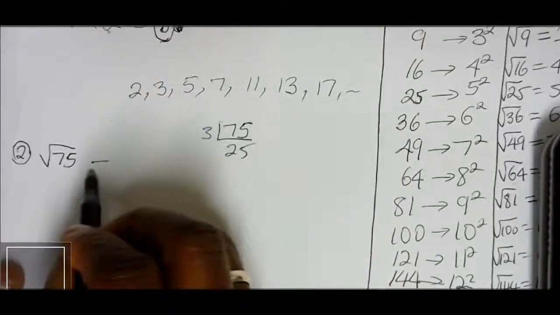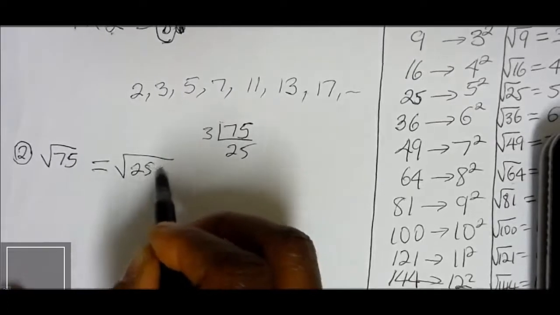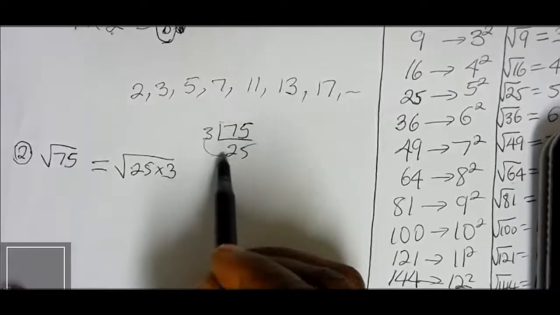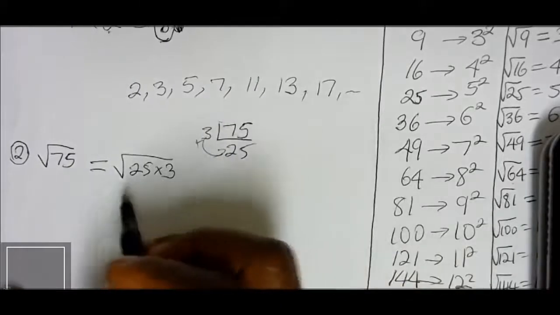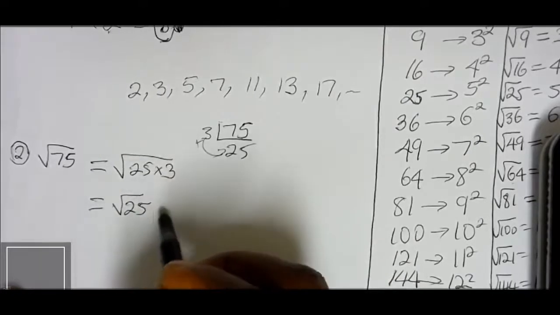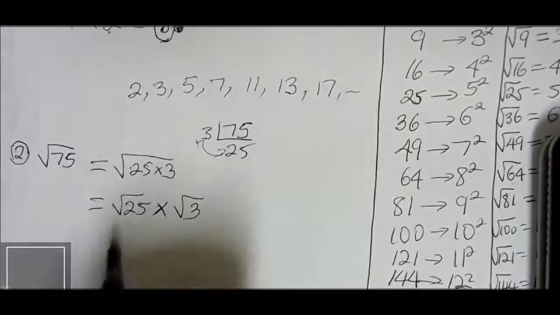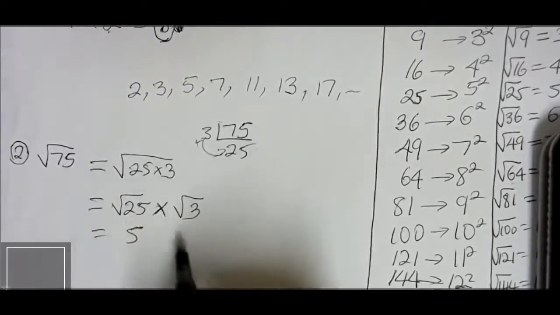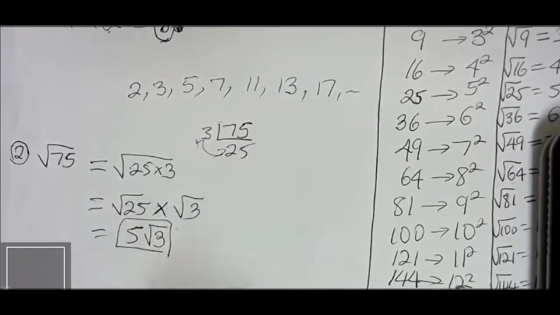So the square root of 75 is the same thing as the square root of 25 times 3. If you multiply those two numbers, we get back 75. Now that we have found this, we can split them: square root of 25 times square root of 3. Square root of 25 is 5. And square root of 3 is not a perfect square, so we leave it like that. It is in simplest form now.